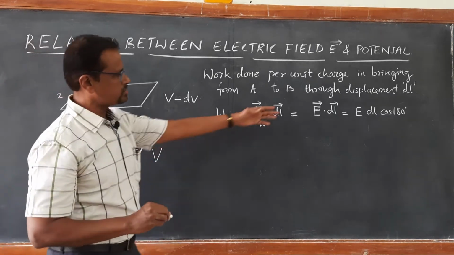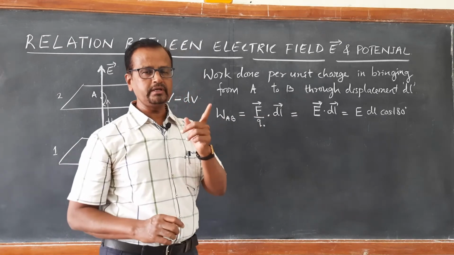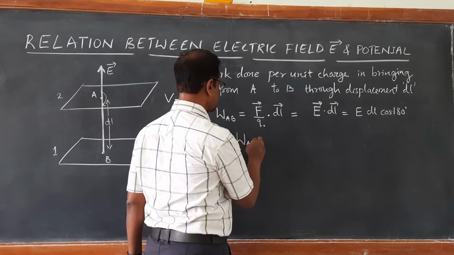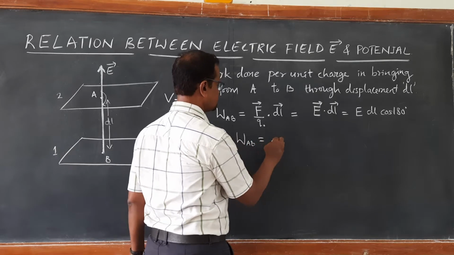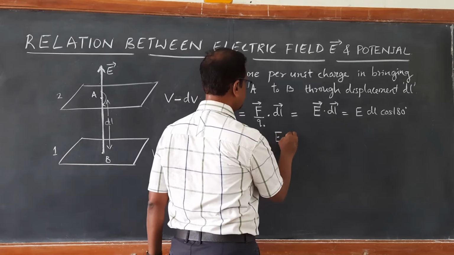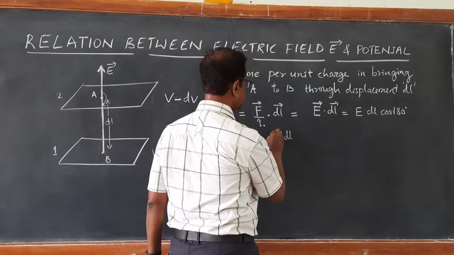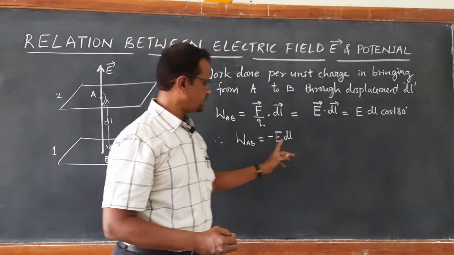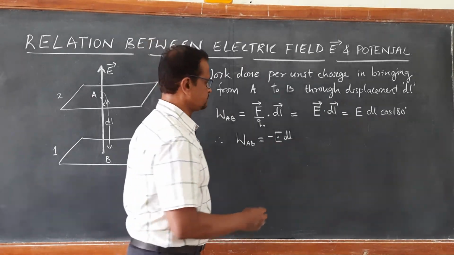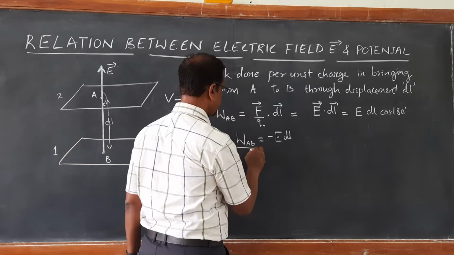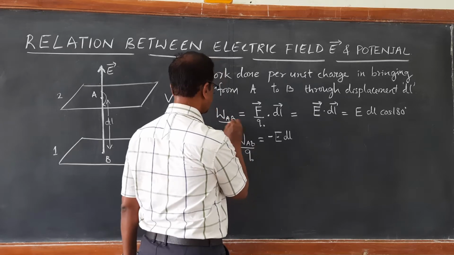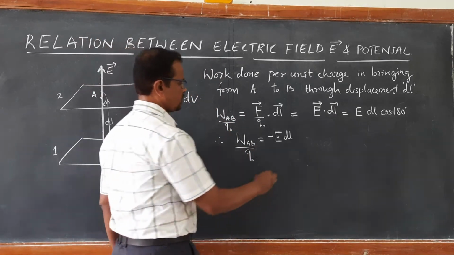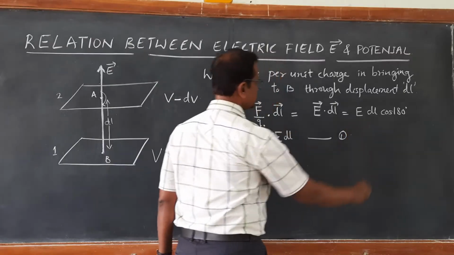Cos 0 is 1, cos 180 is minus 1. Therefore, work done per unit charge becomes E dl with a negative sign, minus E dl. So, this is the work done per unit charge. Call this equation number 1.